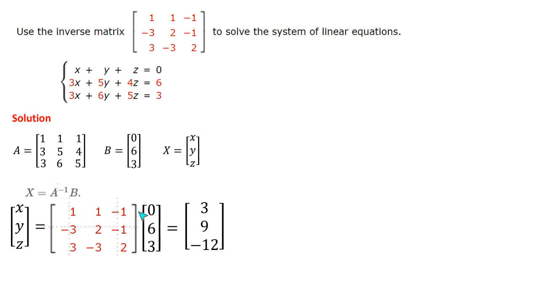If we do the multiplication, we have 1 times 0, 1 times 6 is 6, and negative 1 times 3 is 3. So 6 plus negative 3 is 3. And then go to the next one. Negative 3 times 0 is 0. 2 times 6 is 12. Plus negative 1 times 3 is negative 3. So that gives us 9. And then the last one, 3 times 0 is 0. Negative 3 times 6 is negative 18. Plus 2 times 3, which is 6, gives us negative 12. So our solution is going to be x is 3, y is 9, and z is negative 12.